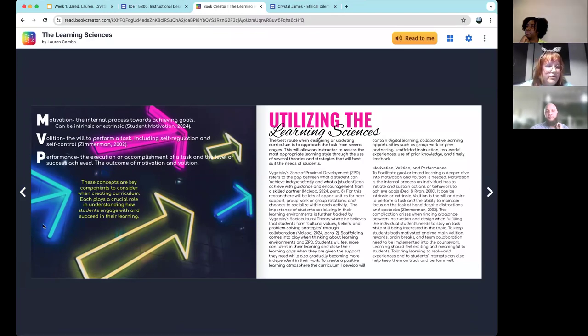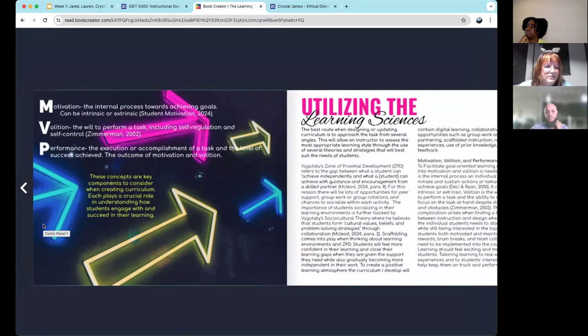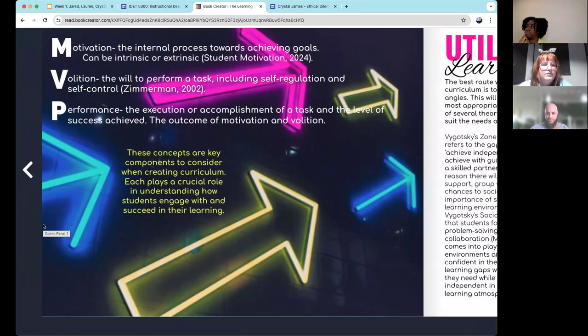And then we have motivation, volition, and performance, or MVP. Motivation is the internal process towards achieving goals. Volition is the will to perform a task, and that would be pushing through no matter what obstacles come in your way. And then performance is combining both of these. It would be the accomplishment of the task and the level of success that they achieve.